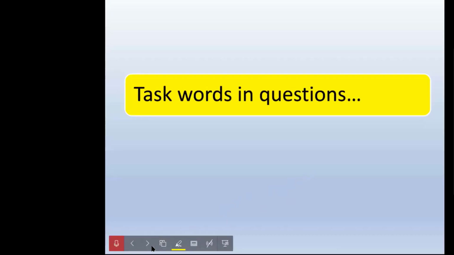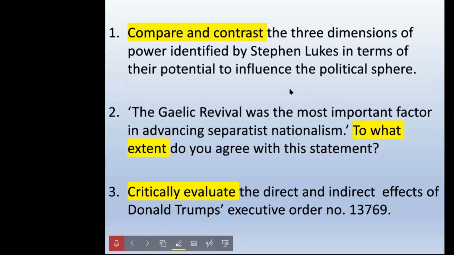So now what I want to do is look at task words and questions. And we've discussed two of them. So compare and contrast the 3 dimensions of power identified by Stephen Lukes in terms of their potential to influence this political sphere. So I've picked out the task words first here. So you've got compare and contrast, which we know is similarities and differences. And then we've got this middle one, which is to what extent do you agree with this statement? In other words, how true is it?